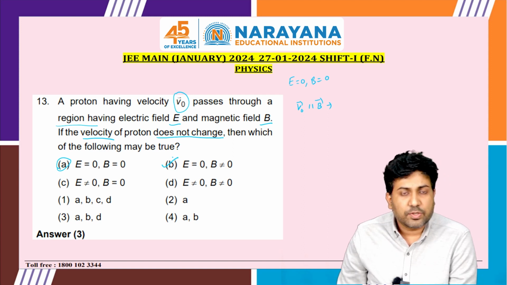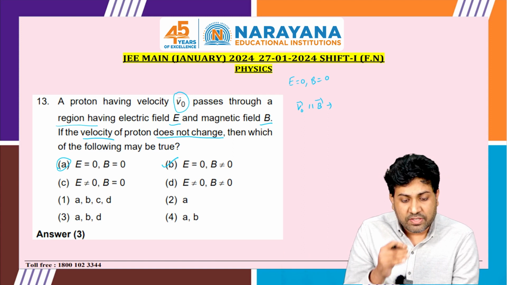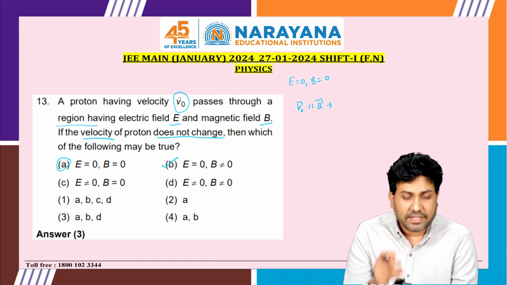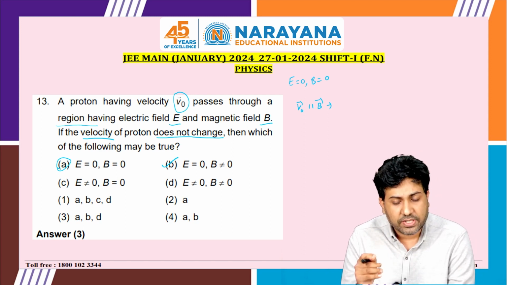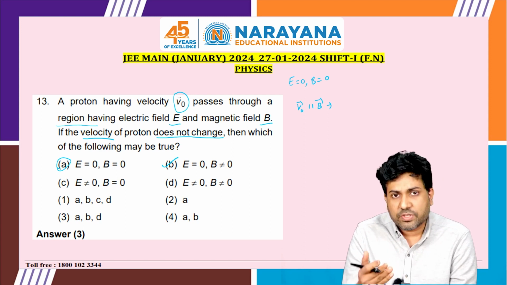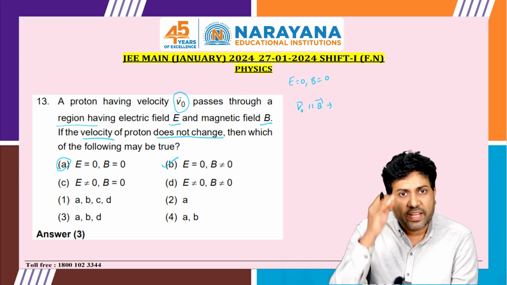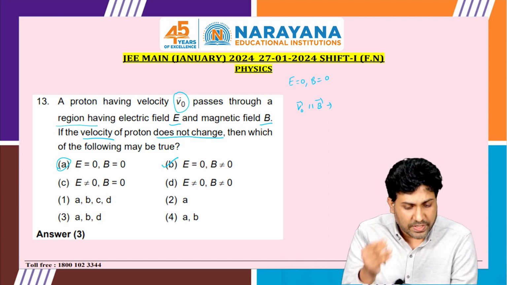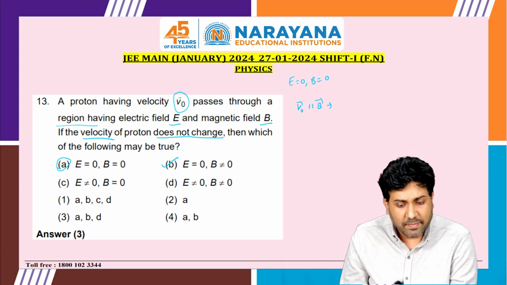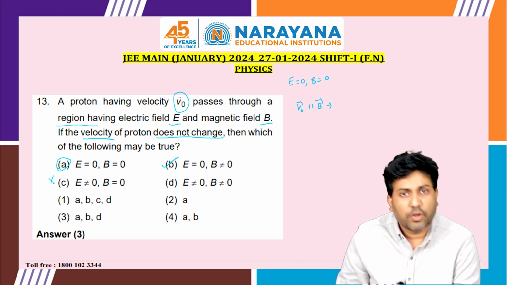That means this case is also possible. What about the next option? E is non-zero but B is 0. Now E is non-zero, that means the particle will definitely have some acceleration, because F is QE, and this force will act on the charged particle whether the particle is moving in any direction. And if there is a force on the charged particle, it has some acceleration, and if there is some acceleration, the velocity cannot remain constant. So this situation is not possible.